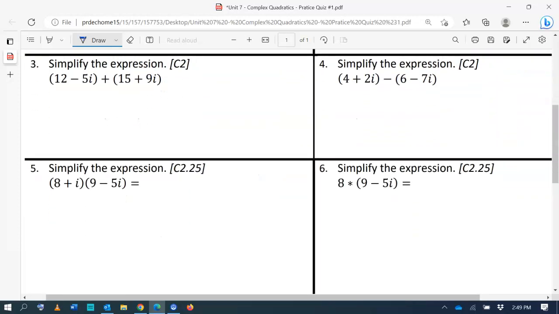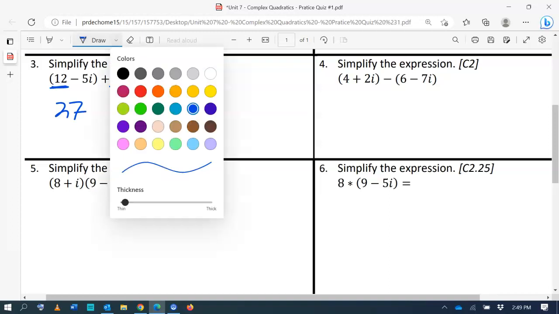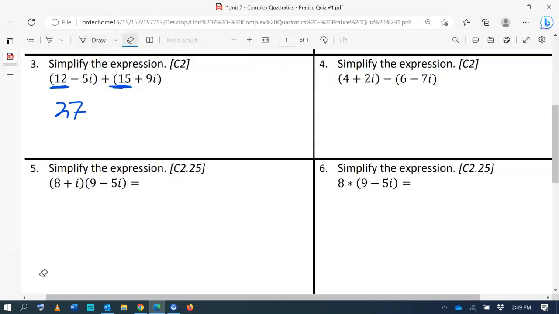All right, simplify the expression. We need to add like terms. So 12 plus 15 is 27. And then negative, I'll do this one in red, negative 5i and 9i. So negative 5i plus 9i gives us positive 4i.